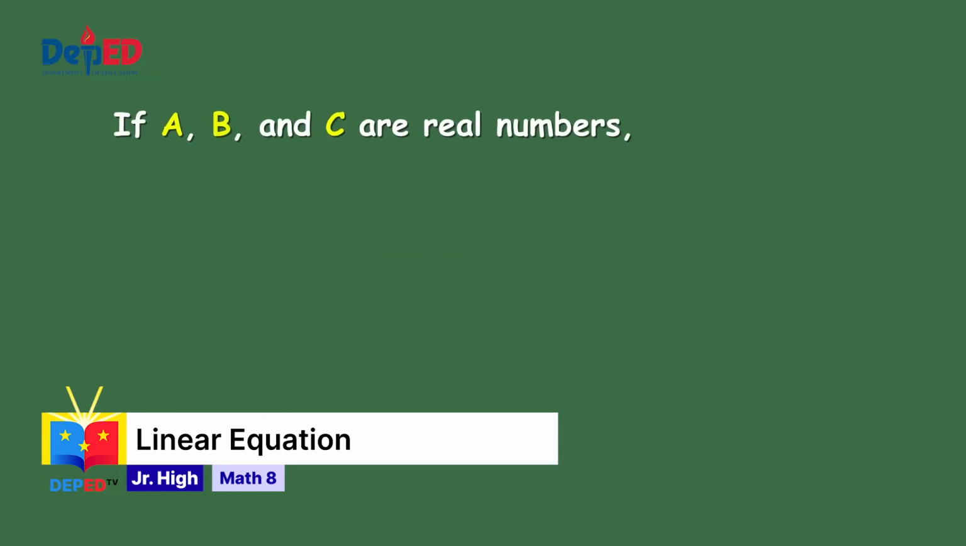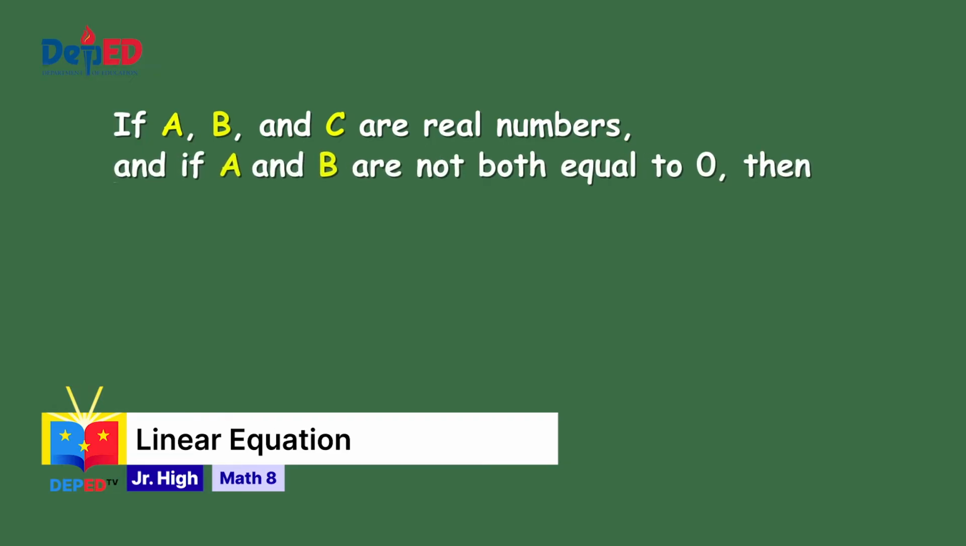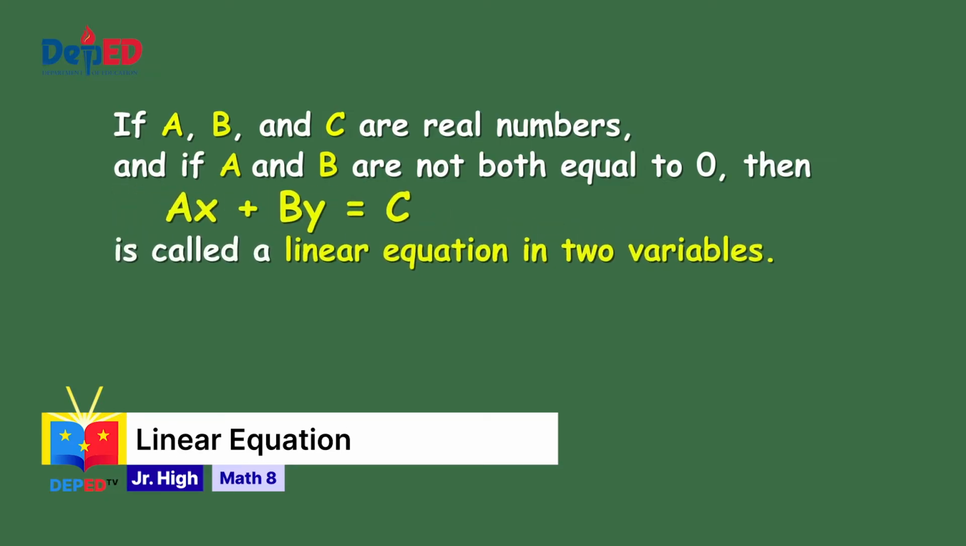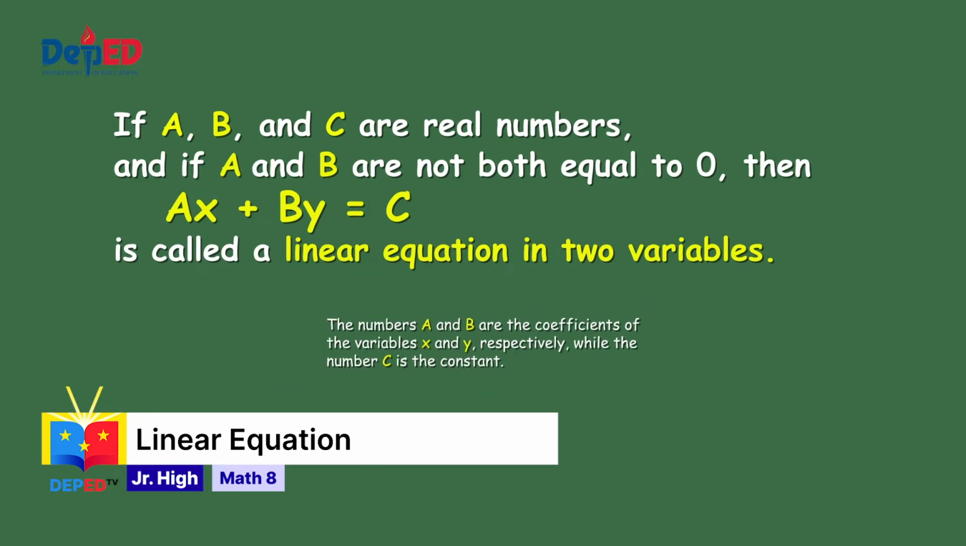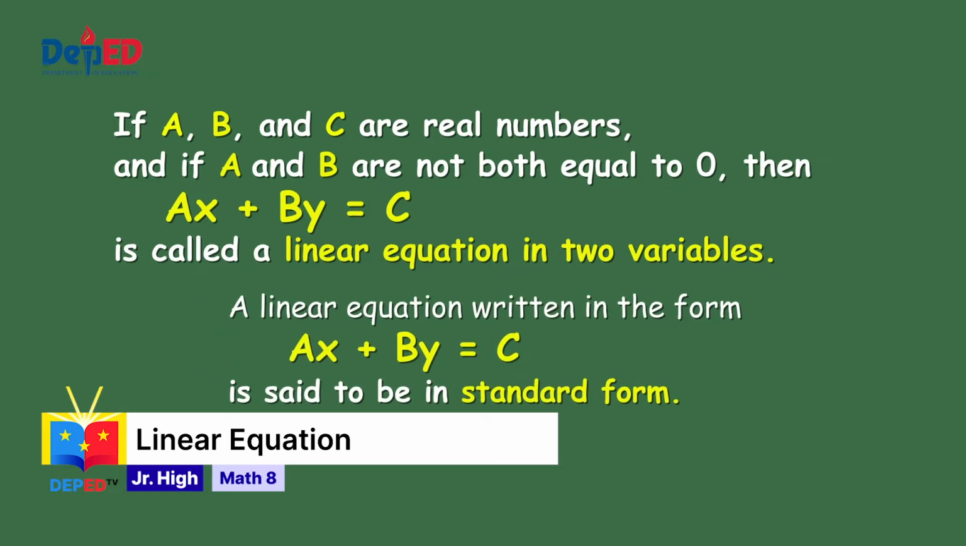So, if we have a, b, and c that are real numbers, where a and b are not both equal to 0, then ax plus by equals c is called a linear equation in 2 variables. A and b are the coefficients of the variables x and y, respectively, while the number c is the constant. A linear equation written in the form ax plus by equals c is said to be in standard form.